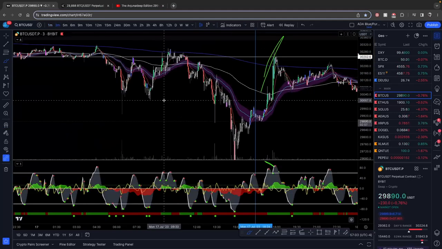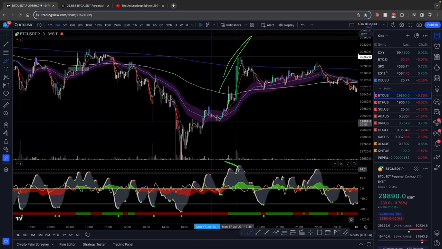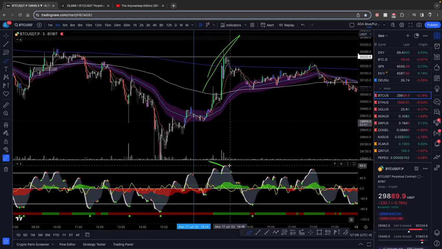Additionally, I believe the 3 minute was topped out. The 3 minute was also topped out. So if the 3 minute time frame, I'm sorry I'm jumping back and forth a lot, guys. Again, you might have to watch this a couple of times. This gets very complicated.